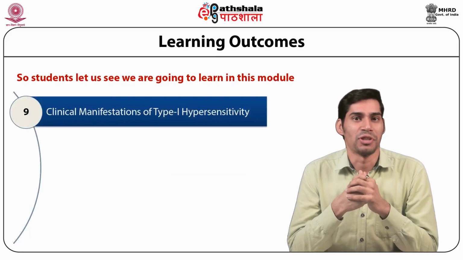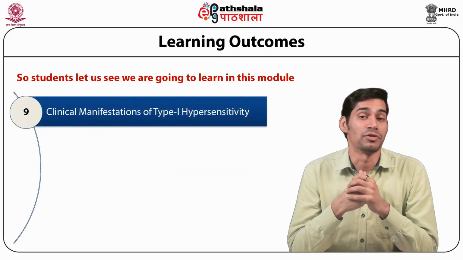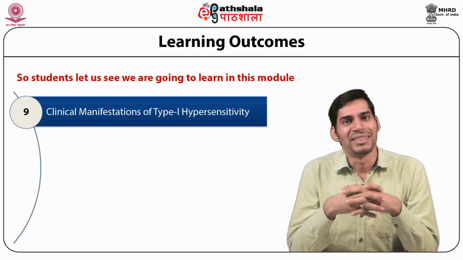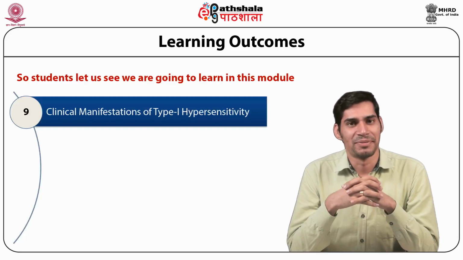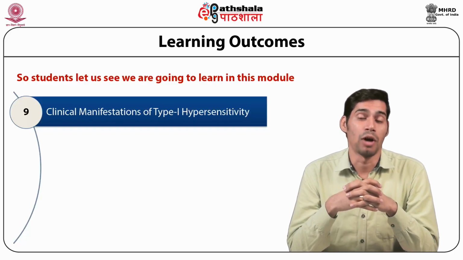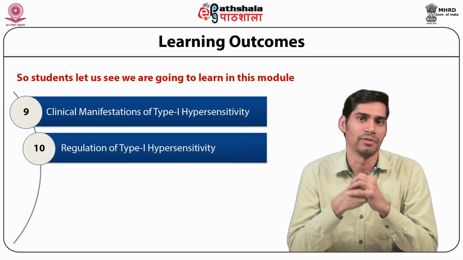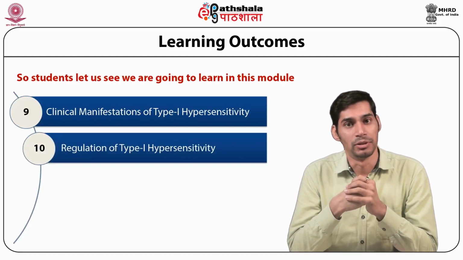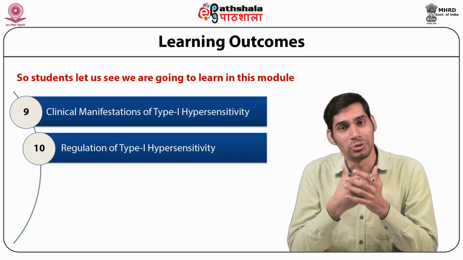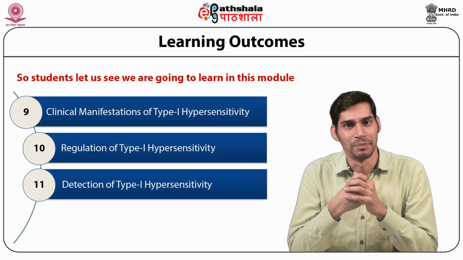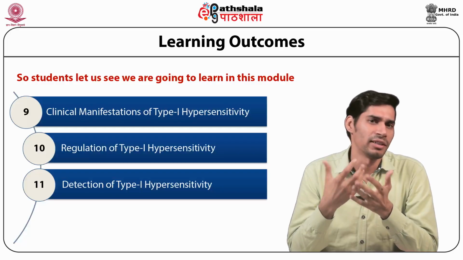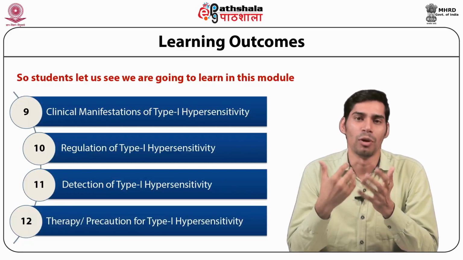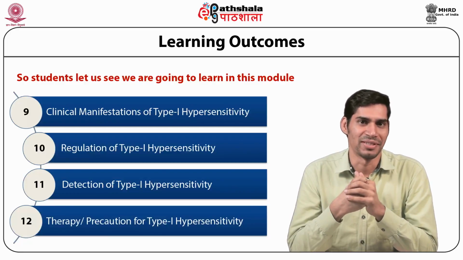Clinical manifestations of type 1 hypersensitivity, which will include all the disorders and the diseases caused by these type 1 hypersensitive reactions. After that, we'll see how we can actually regulate these type 1 hypersensitive reactions. Various medical tests are available to detect type 1 hypersensitivity. Followed by that, we'll see what the possible therapies or the precautionary mechanisms are which we need to take to avoid these type 1 hypersensitive reactions.